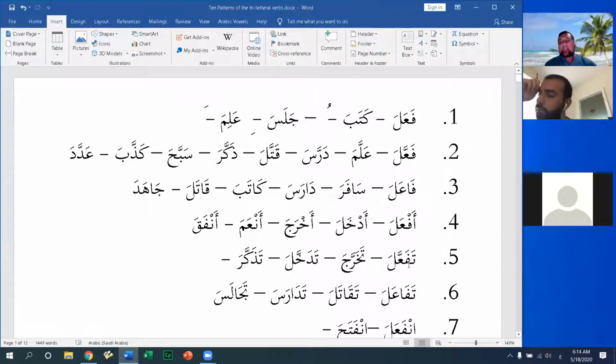Tafa'ala. Tafa'ala is very similar to fa'ala, except you put a ta at the starting. So you take fa'ala and you put an extra ta at the starting. And this ta here is not the ta of mudari'. That's not the present tense ta. That is the past tense ta on the pattern of tafa'ala. So we call this ta the ta of tafa'ala. That's the name of this ta.